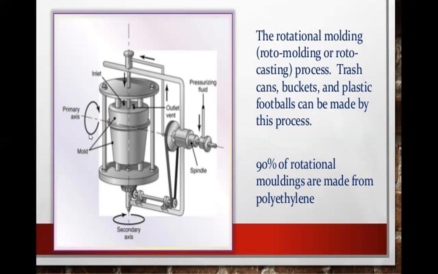In rotational molding, articles such as cans, buckets, and plastic footballs can be manufactured by this method. About 90% of rotational molding is done with polyethylene.